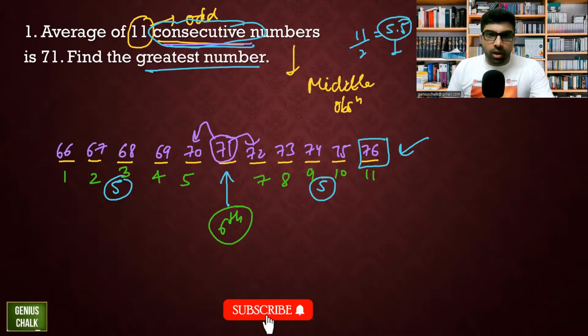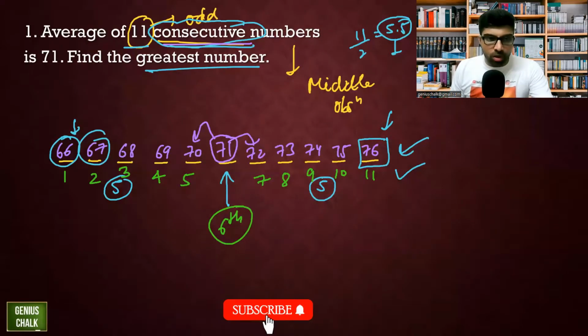But here, you do not need to follow the basic approach, follow this approach, right? So what is my answer? It has to be 76. Now, if you want the smallest number, it has to be 66. If you want the second number, it is 67. So this is the approach which you have to use for consecutive numbers.